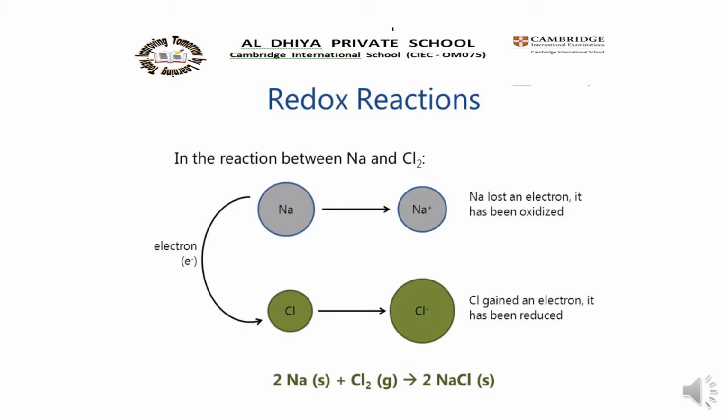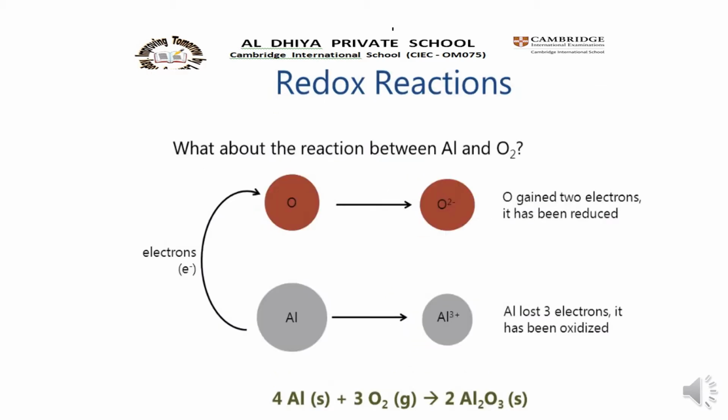The sodium lost an electron, it has been oxidized, while the chlorine gained an electron, it has been reduced. See another example. What about the reaction between aluminum and oxygen? Oxygen gained 2 electrons, it has been reduced, while aluminum lost 3 electrons, it has been oxidized.